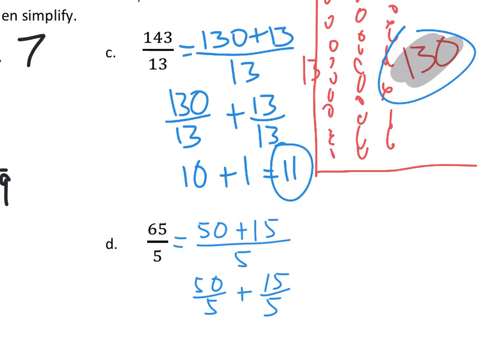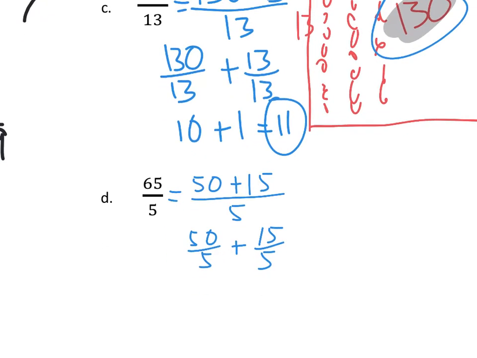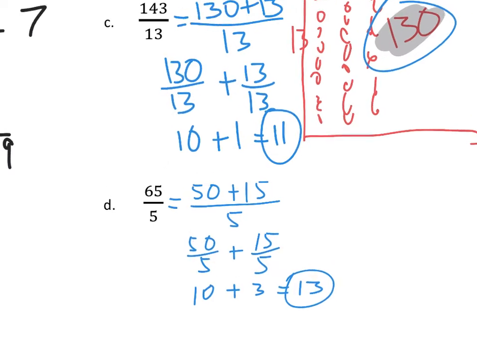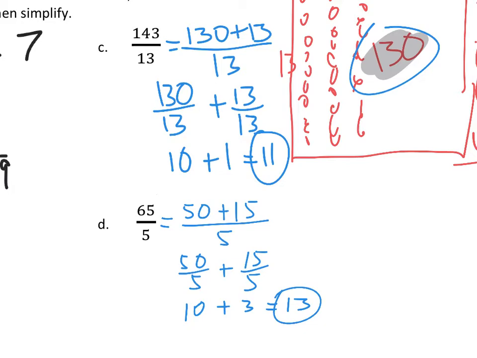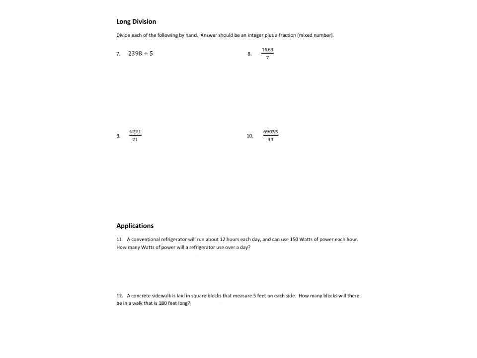There's other ways you could break it up. You could break it up in any way, any 2 numbers that add to 65. You pick 2 numbers that are easy to divide by 5. And so this is 10. 15 divided by 5 is 3. So this is 13. Okay? And a lot of this can happen in your head. That's the idea. Don't stress about how to write it out. So there's a nice tool. Make 2 easy problems, divide them both, and add them back together.